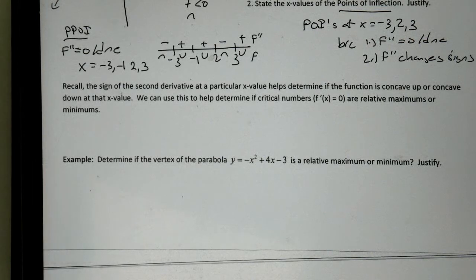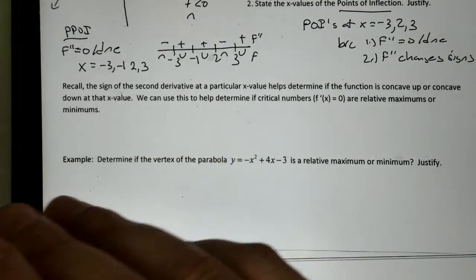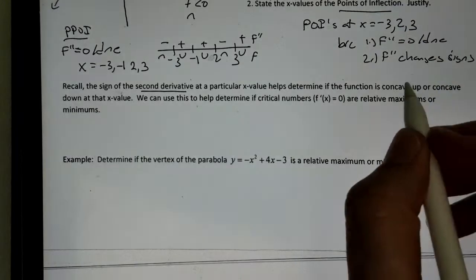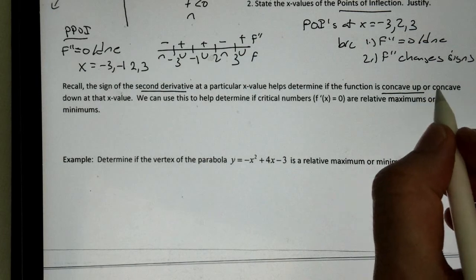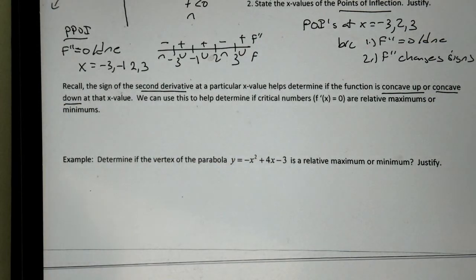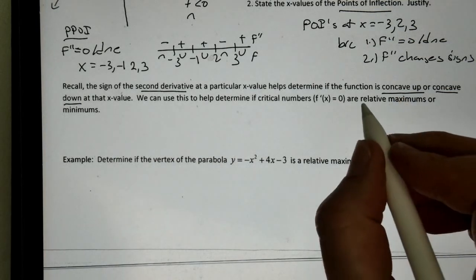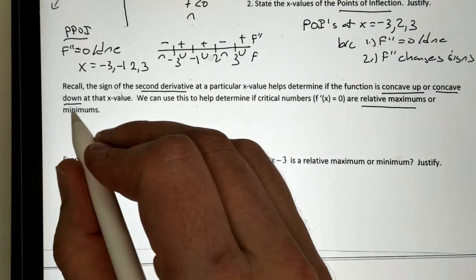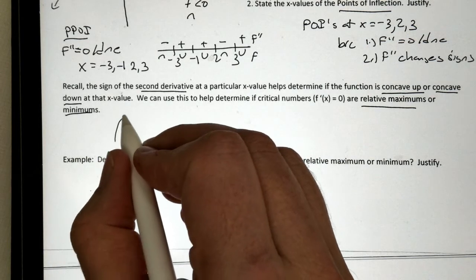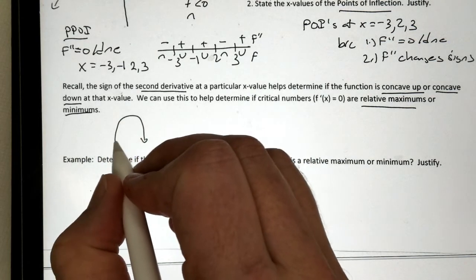Alright, welcome back. In this video we're going to talk particularly about the second derivative and how we can use concavity to determine if a critical number has a relative maximum or a relative minimum. So let's take a look at a function that has a relative maximum.